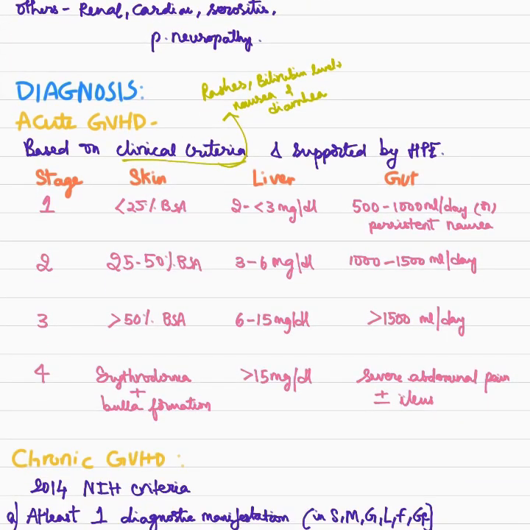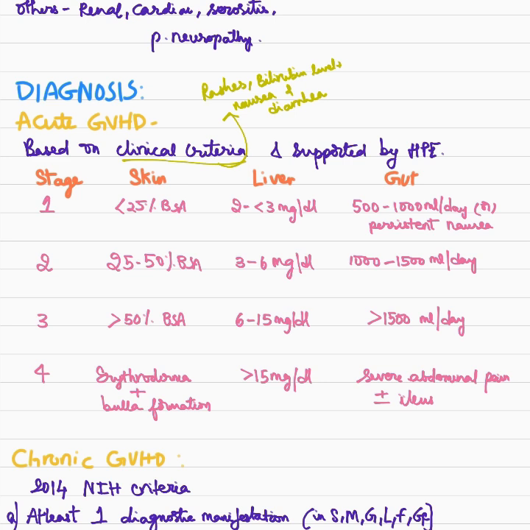Coming to diagnosis, for acute GvHD, there is a clinical criteria that includes the skin, liver and gut, and these criteria are to be supported by histopathological findings. So it is divided into 4 stages, and the skin, liver and gut findings are also divided into 4 stages. The first stage being less than 25% of body surface area involvement with 2 to less than 3 milligrams per deciliter of bilirubin with 500 to 1000 milliliters per day of diarrhea or persistent nausea.